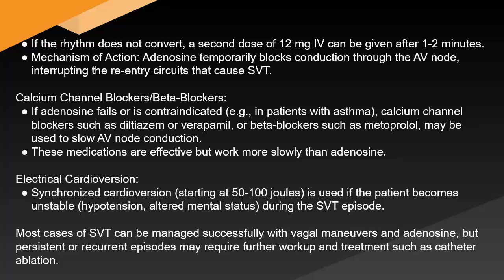Electrical cardioversion. Synchronized cardioversion starting at 50-100 joules is used if the patient becomes unstable, with hypotension or altered mental status during the SVT episode. Most cases of SVT can be managed successfully with vagal maneuvers and adenosine, but persistent or recurrent episodes may require further workup and treatment such as catheter ablation.